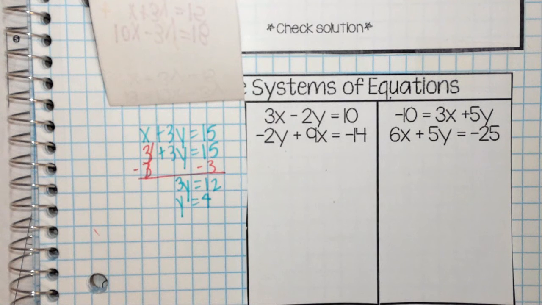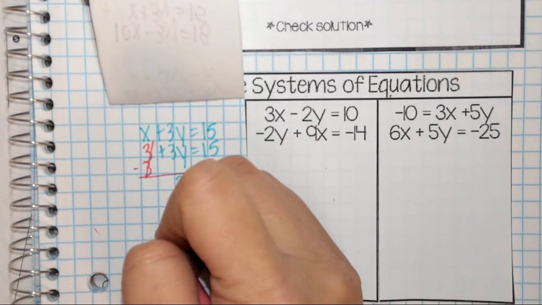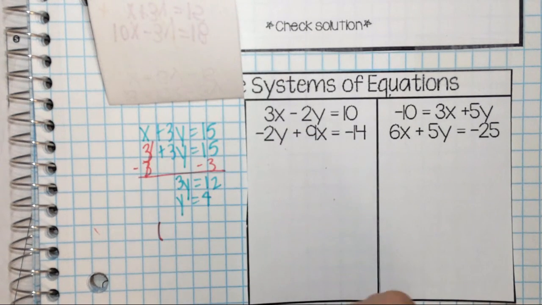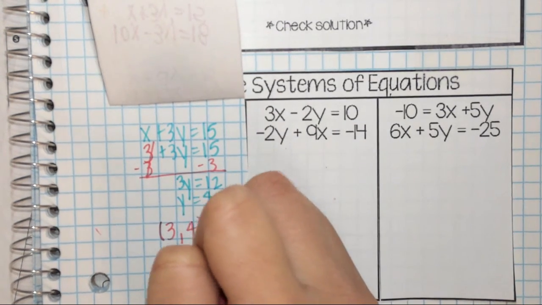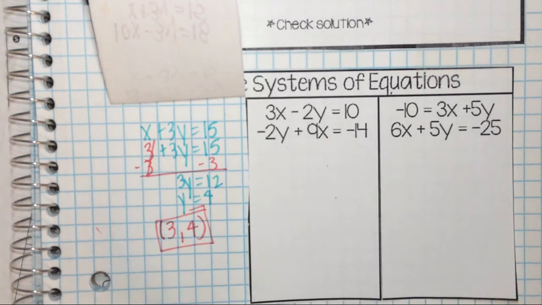Alright, now am I done? How do I write my answer? Okay, so how do I write it? 3, 4. Good. Take a point. Because remember, x comes first.